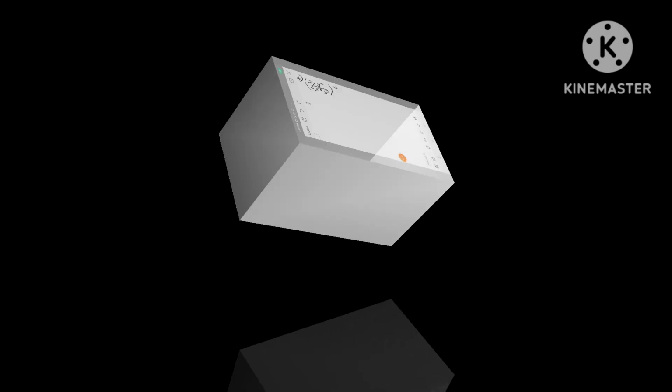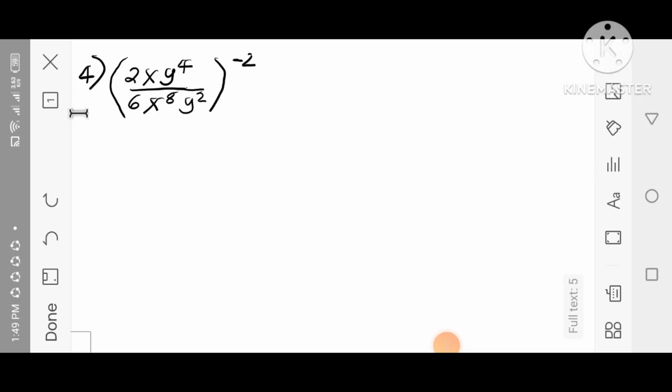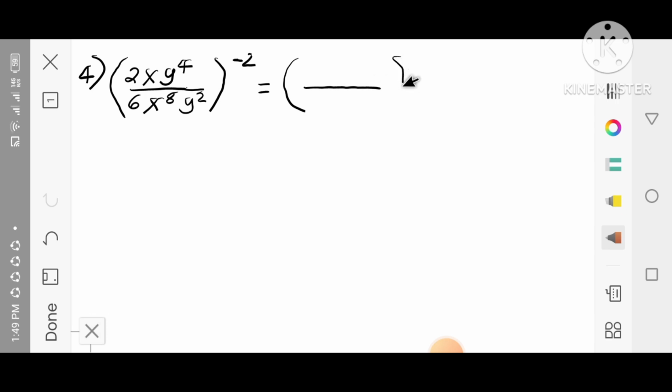Okay? Number 4, you're given 2xy to the 4 over 6x to the 8y squared raised to negative 2. Okay, so kapag ganitong may parentheses, no? Raised to a certain power, first work on inside the parentheses, no? I-simplify nyo muna. Okay? So, 2, 6, no? Expressed to lowest term is 1/3. Diba? 2, 6 is 1/3. So, hindi na natin ilalagay yung 1. Yung 3 na lang. Automatic na yun.